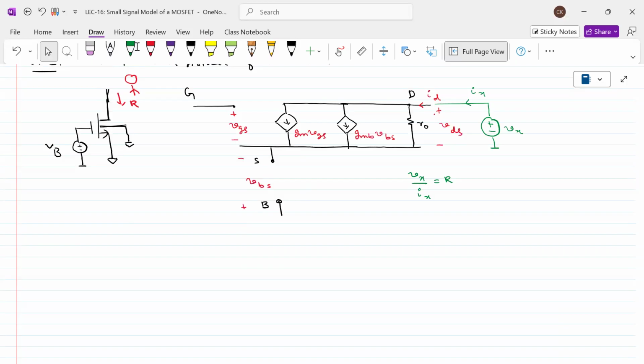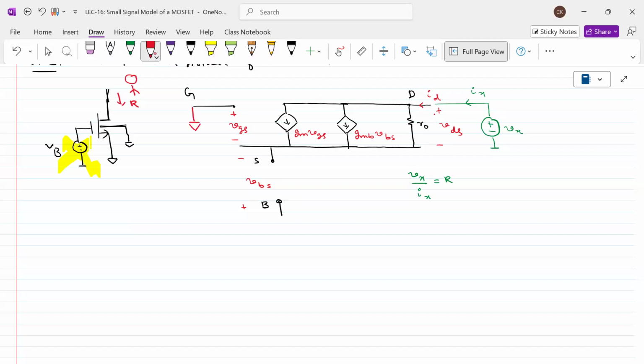Now please observe that if you want to evaluate the resistance of a small signal model like this, the first thing is that there should not be any bias points. DC voltages should not be there. What is the DC voltage here? This is the DC voltage. Therefore, this should not be there, that means we have to make it 0.